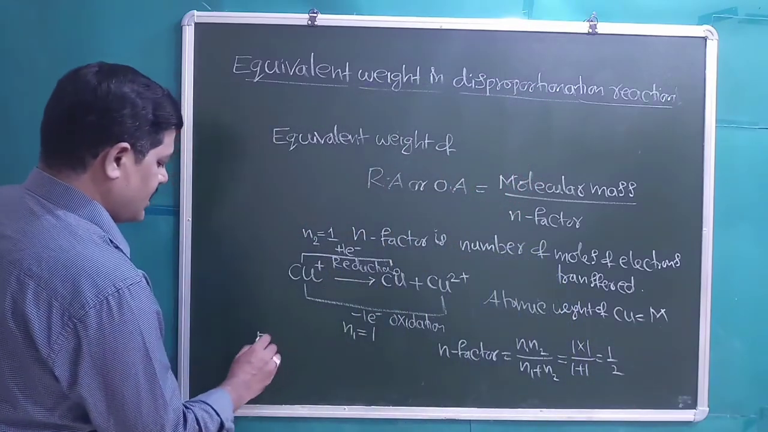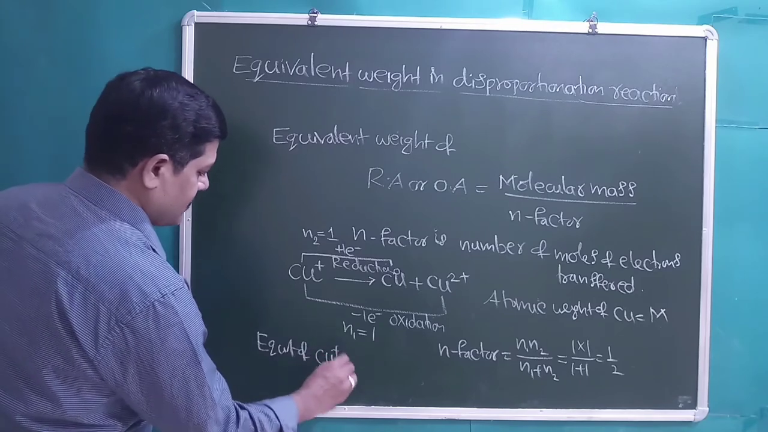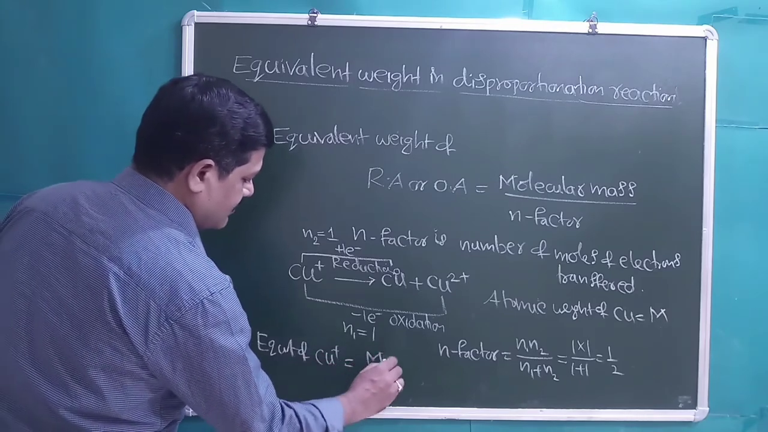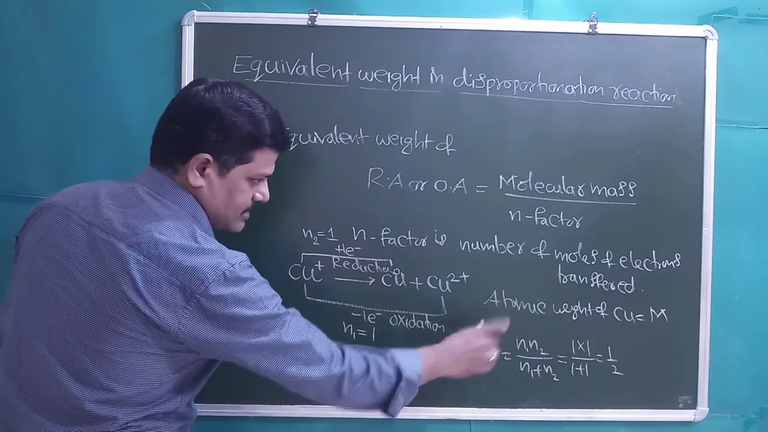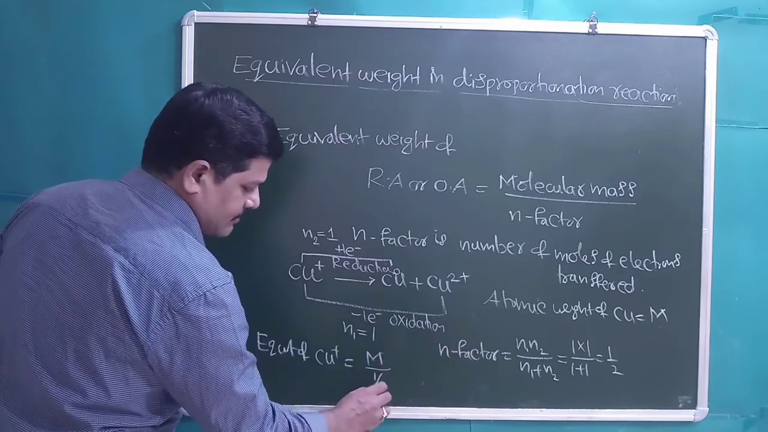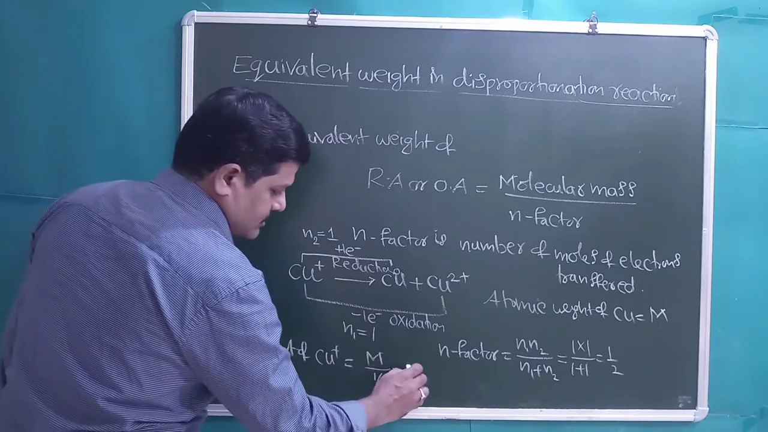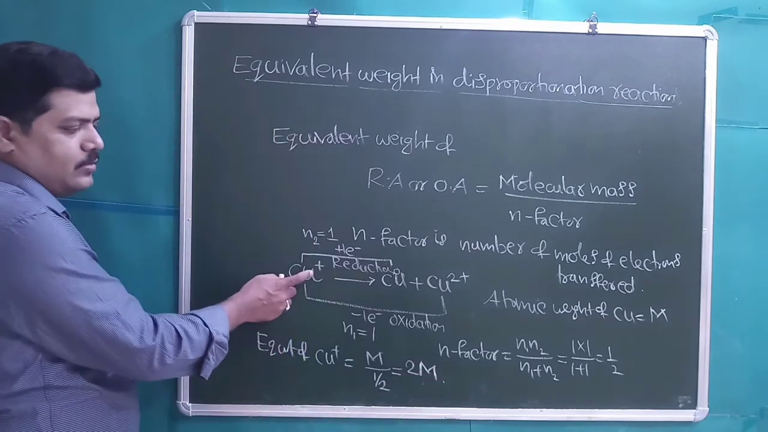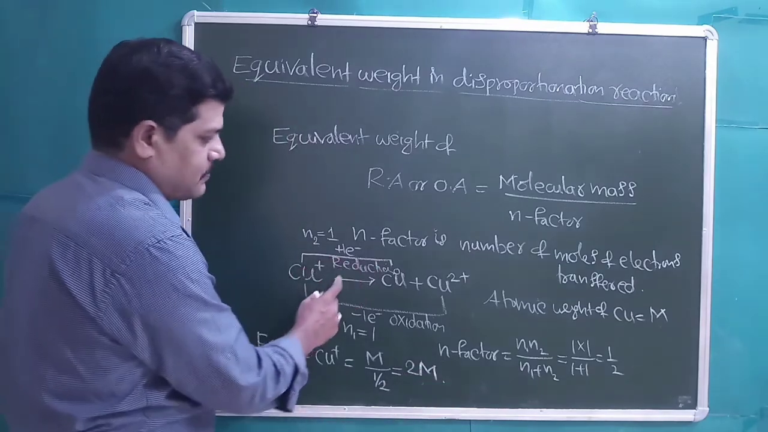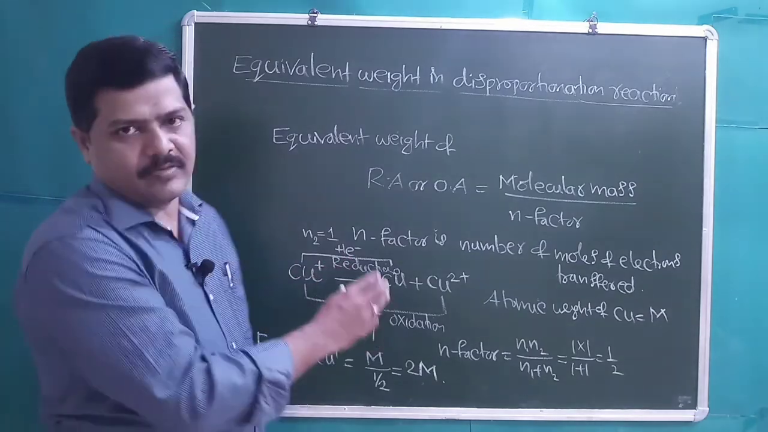Then students, the equivalent weight of Cu+ is equal to the atomic mass m divided by n factor 1 by 2, which is 2m. That is the equivalent weight of the Cu+ in the given disproportionation redox reaction. Students, now let us take one more example.